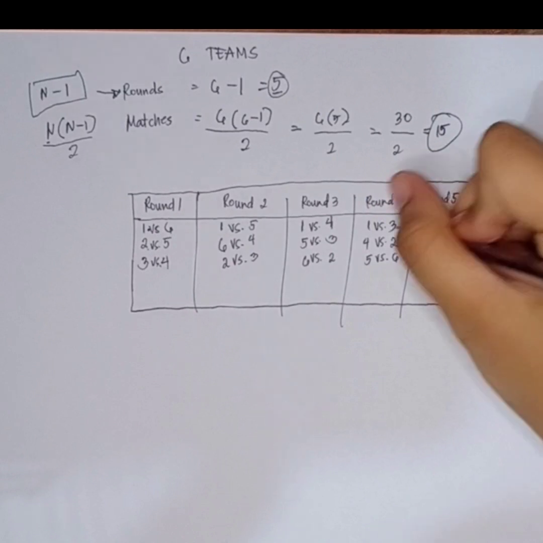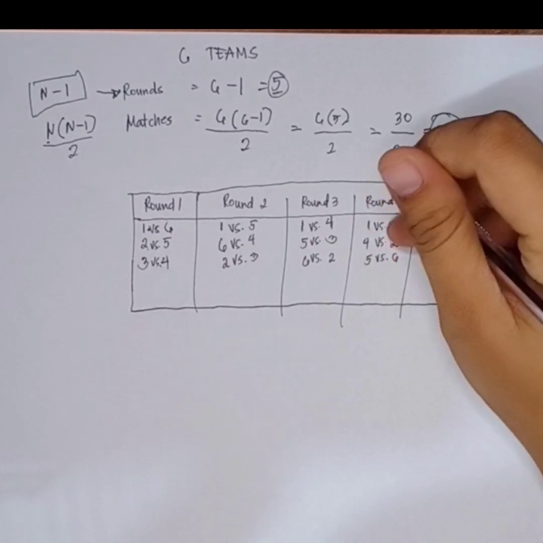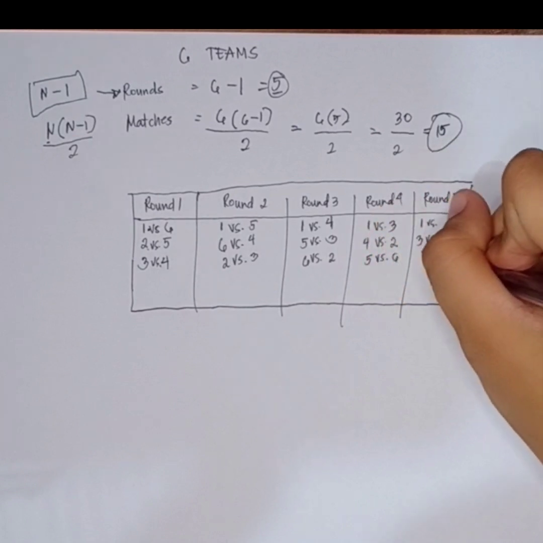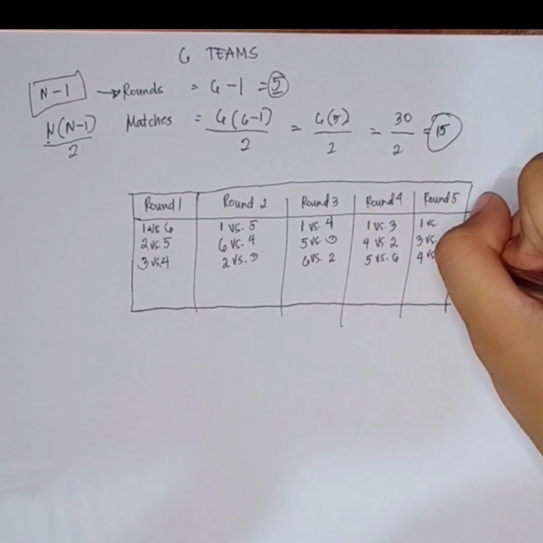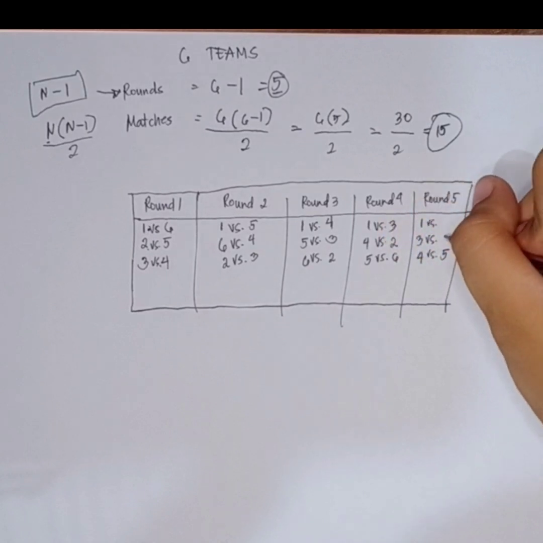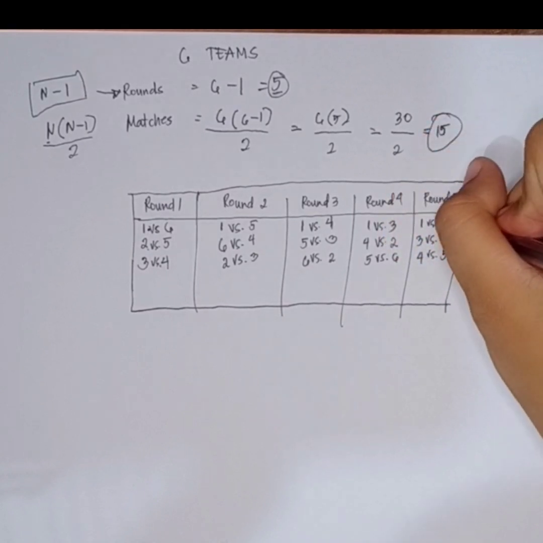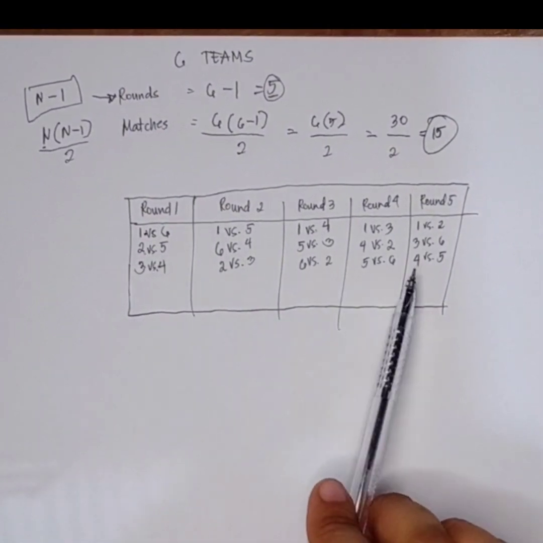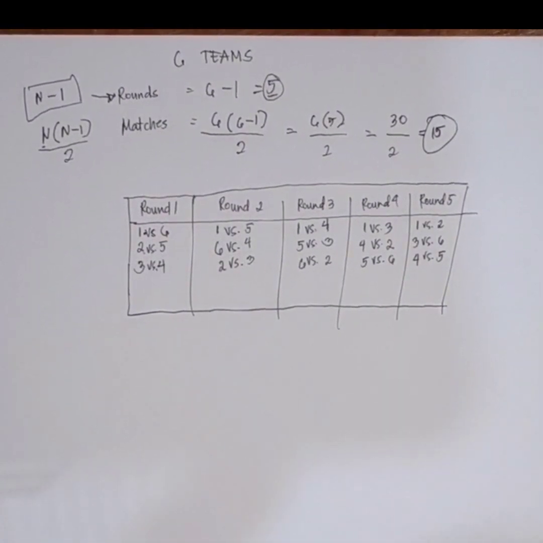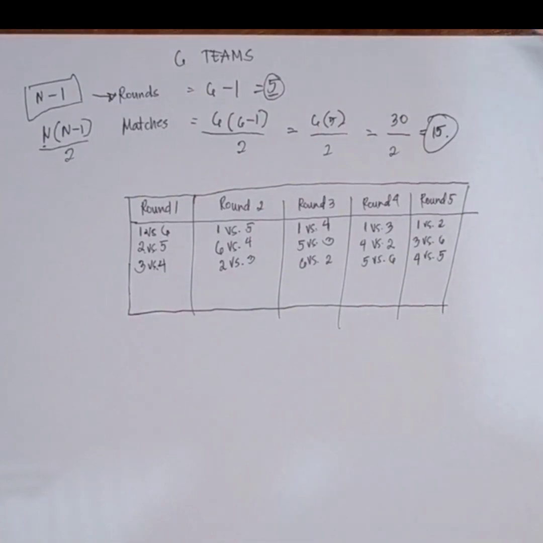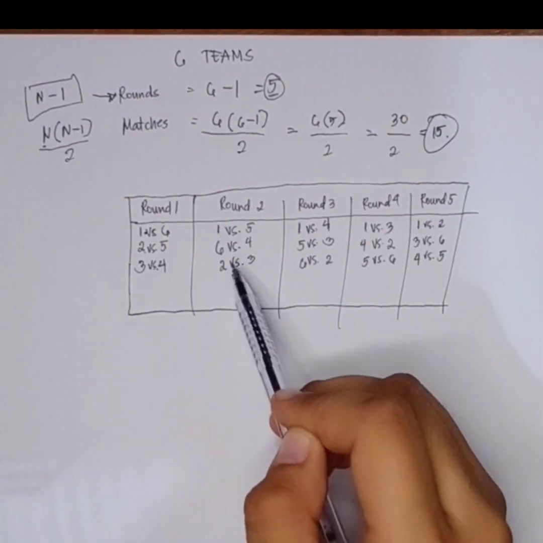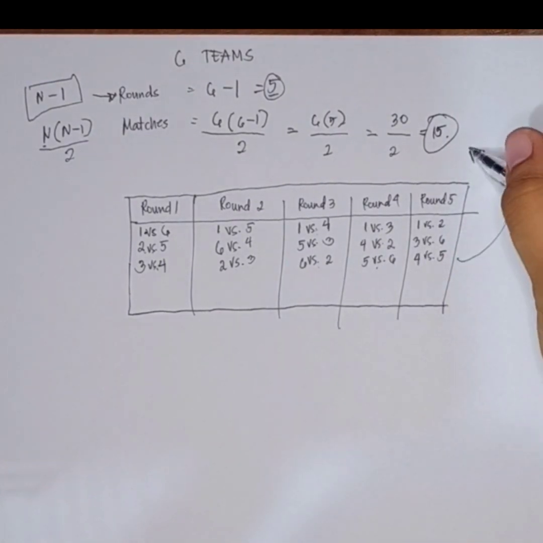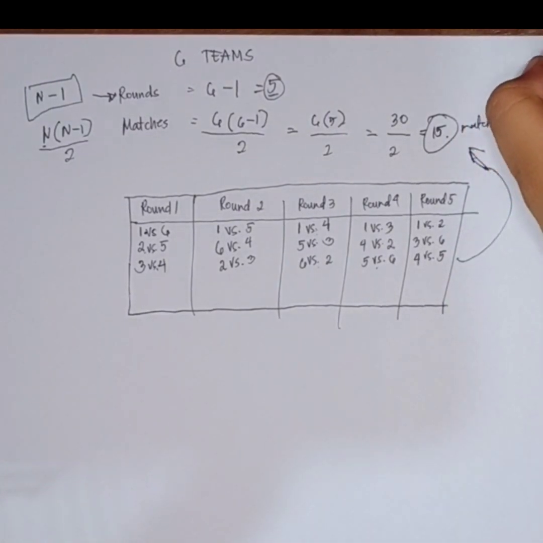The same way with round number 5, we are going to move 3 under number 1. Next, we have to move number 4, number 5, number 6, and number 2. Now let's count the number of matches. Let's check if we have the correct number of matches. We need to have 15. 1, 2, 3, 4, 5, 6, 7, 8, 9, 10, 11, 12, 13, 14, 15. Okay, 15 matches.